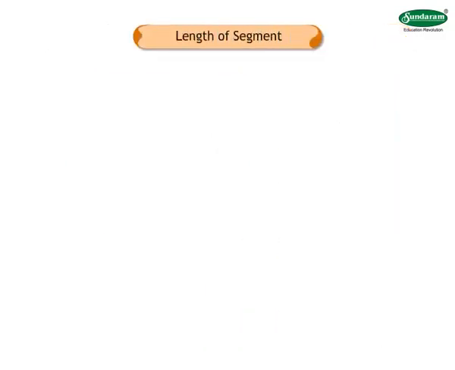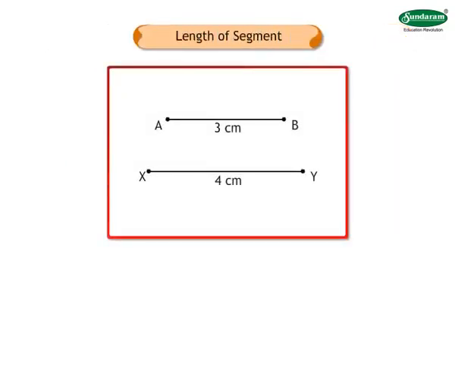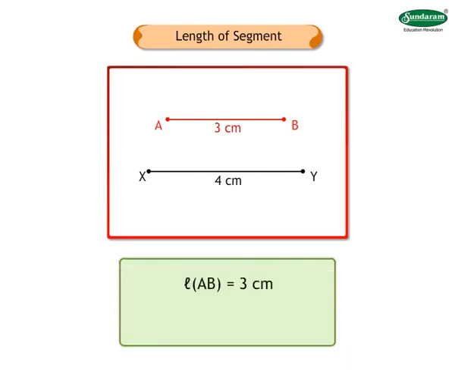Now, let us see how to write the length of segment. The length of segment AB is 3 centimeters. It can be written in this way. Length of segment XY is 4 centimeters. It is shown symbolically in this way.